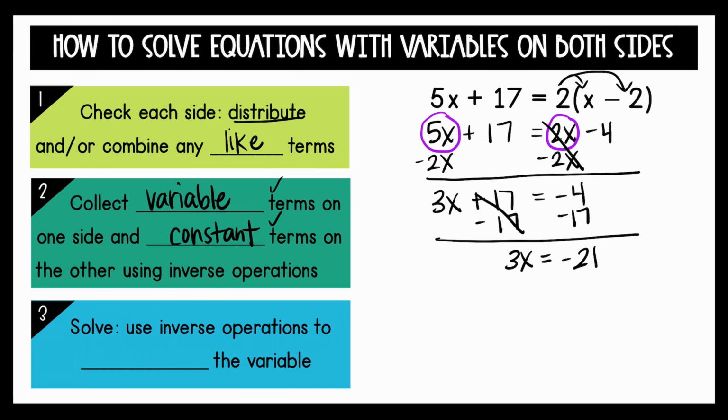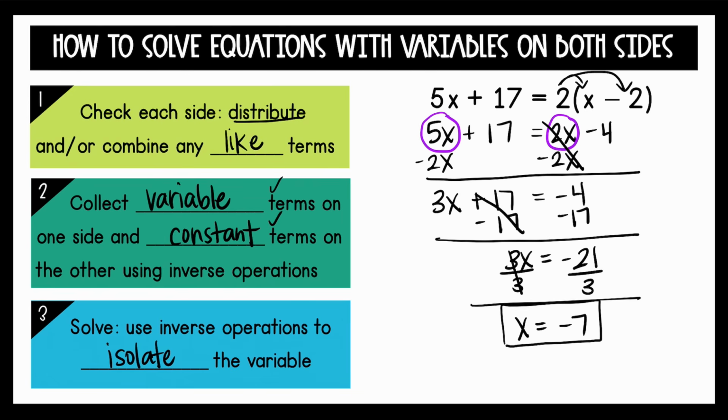And the last thing to do then is solve. Use inverse operations to isolate the variable. So instead of 3x, we want to know what x equals. Well, 3 is being multiplied by x, so undo multiplication by dividing both sides by 3. Here, that will leave us with 1x equals -7. So that's our first example.